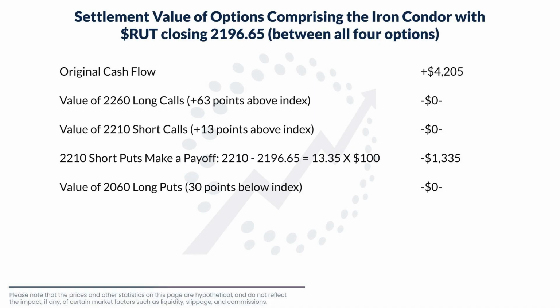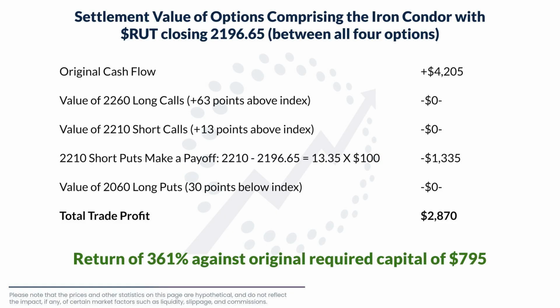So we end up with much more cash than we pay out, resulting in a profit of $28.70. Way more profit than we made on the iron condor with way less capital, resulting in a huge 361% win on the capital that we risked. And more importantly, the capital that your broker will require for you to make this trade in the first place.